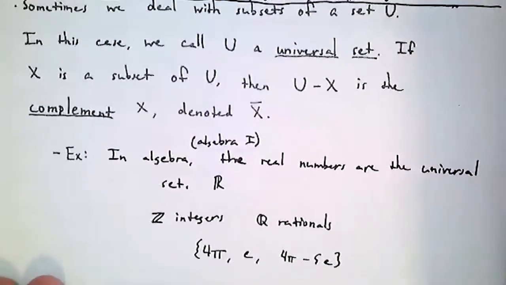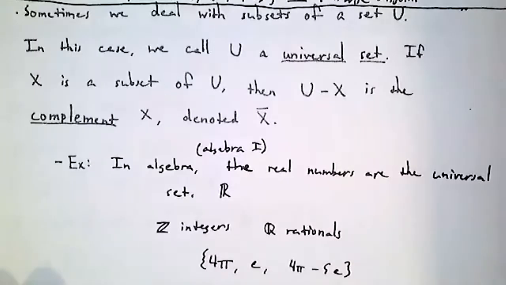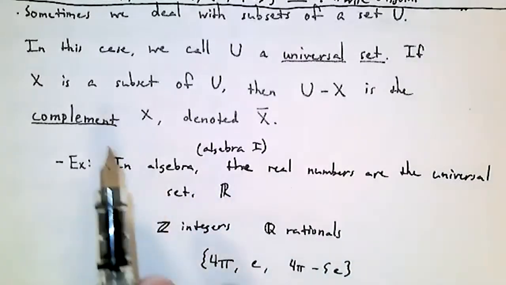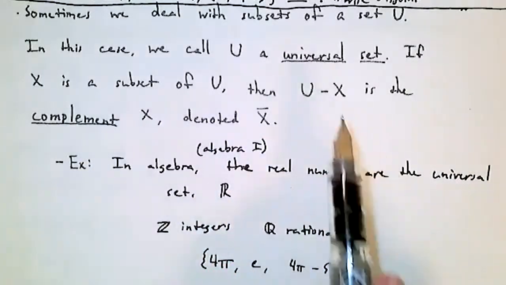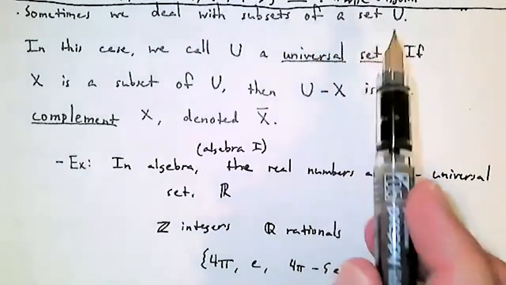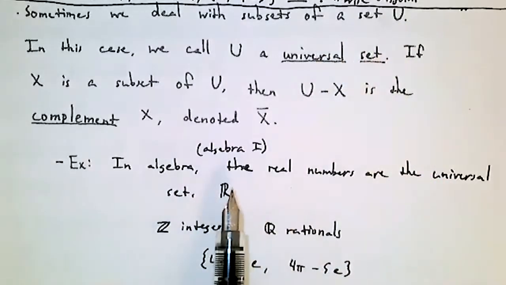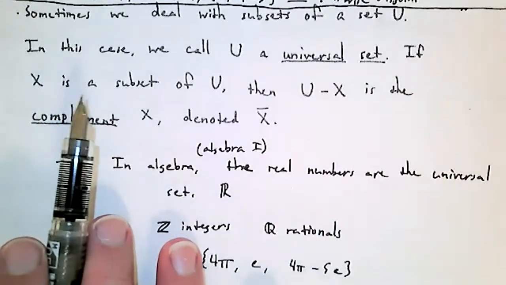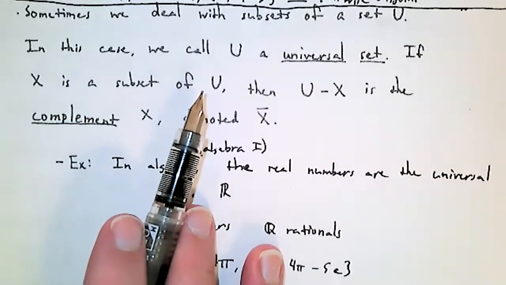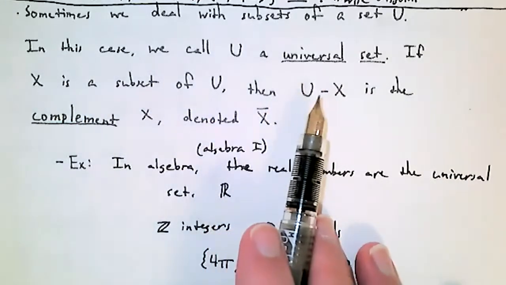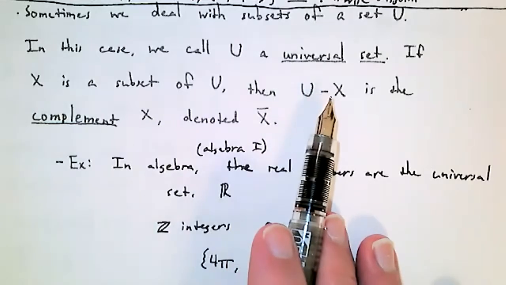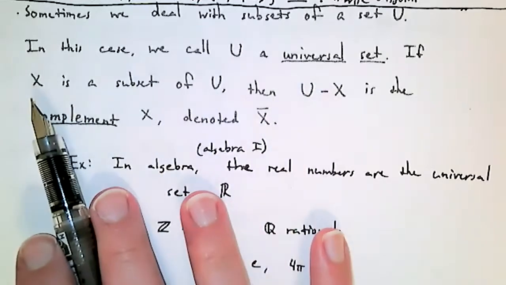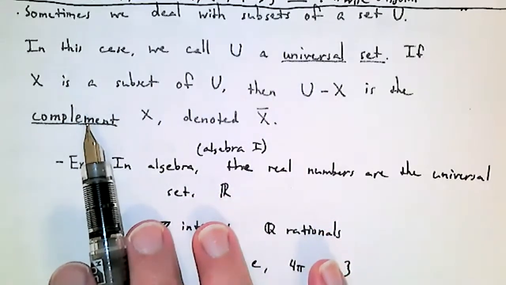So the next thing I need to talk about here is this idea of a complement. If you're thinking about a situation where you have a universal set, like the real numbers, and you have some subset of your bigger set, then there's a special name for your universal set minus your smaller set, and it's called a complement.